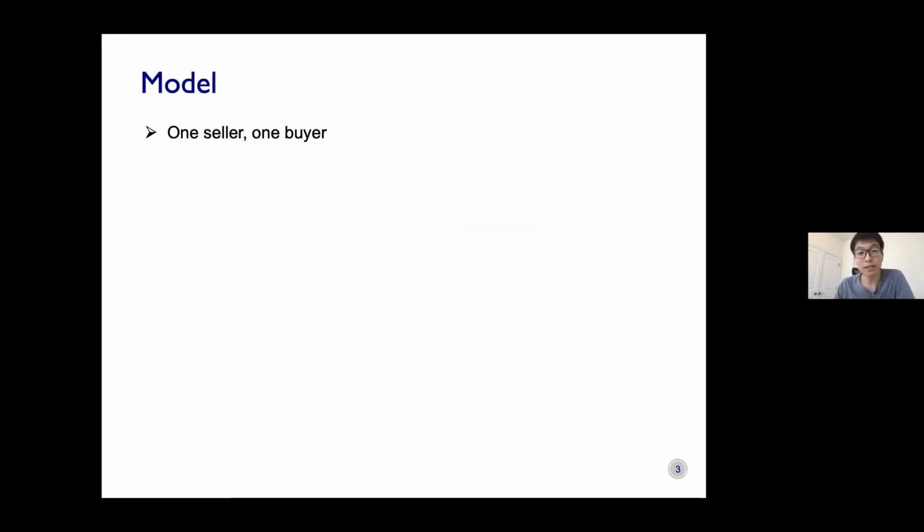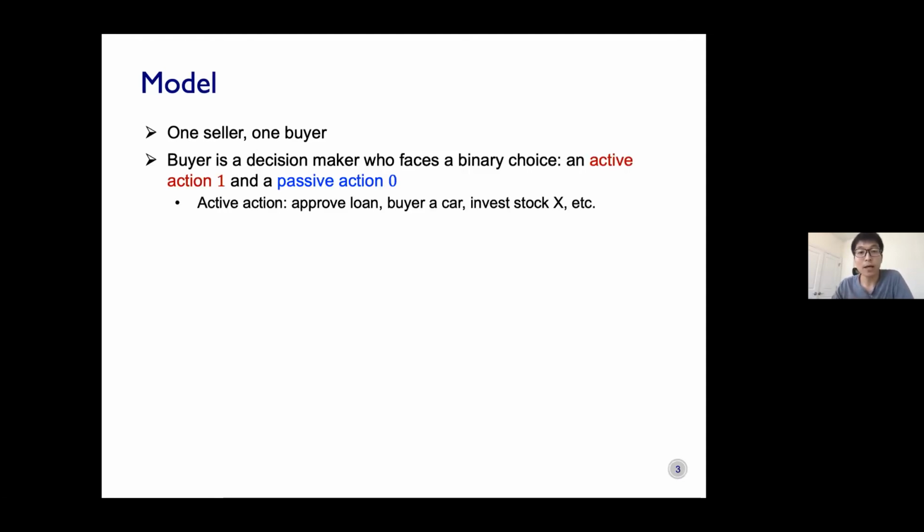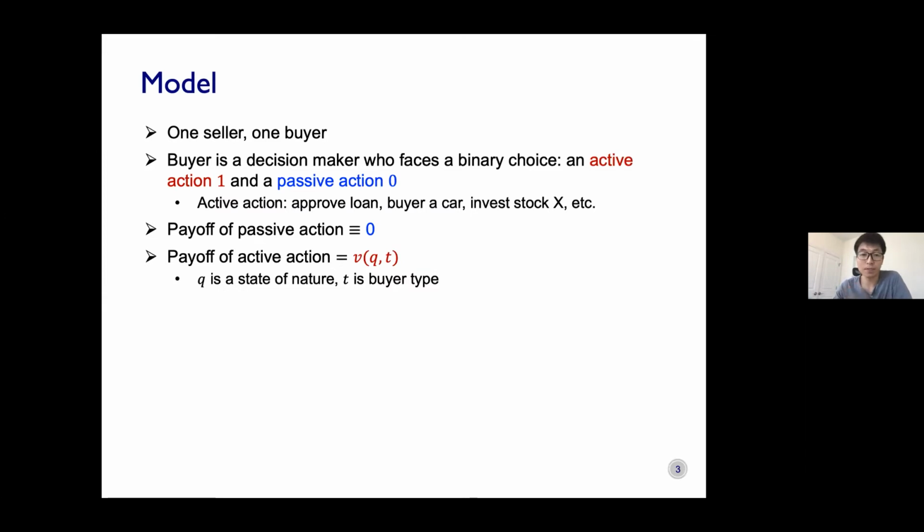So the model we study is actually a very simple and clean model. We have one seller and one buyer. The buyer is a decision maker who faces a binary decision. He has an active action, which is action 1, and a passive action, action 0. The active action could be, if you're a loan company, to approve the loan, or maybe to buy a car, or maybe to invest in some stock X. So that's your active action. And the passive action is to not do this, right? Therefore, your payoff for the passive action is always 0, because you are not doing anything.